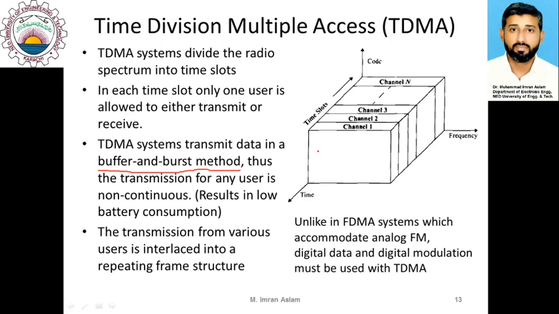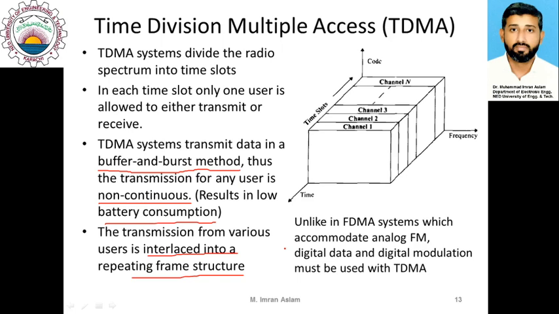And you can see that unlike the FDMA system, the transmission in TDMA system is non-continuous, because the users do not continuously transmit system data. They only transmit at specific time instances. So generally this type of system results in better battery consumption, because it does not require significant battery at the time when there is no transmission. The transmission from various users is generally interlaced into a repeating frame structure, which is transmitted over specific time slots.